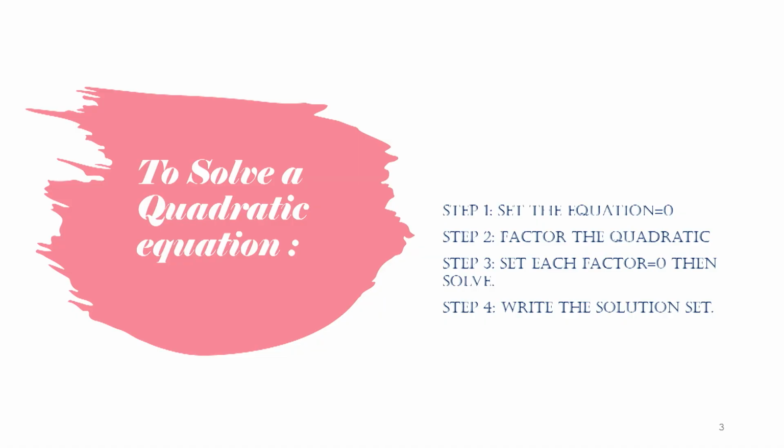To solve the quadratic equation, the first thing we're going to do is set the whole equation equal to zero. Next, we're going to factor that quadratic like we've done in our last two lessons. Then I'm going to set each of those factors, or those binomials, equal to zero. Then I'm going to write in my solution set. So let's see what this means.